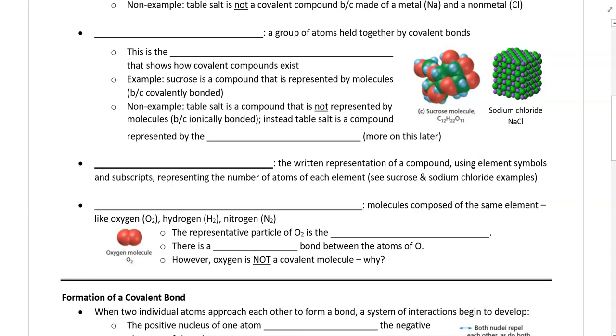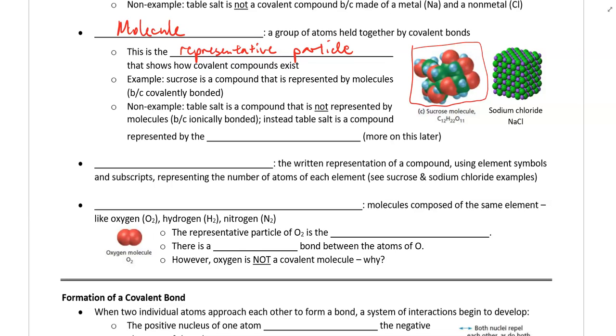Third bullet point here, a group of atoms held together by covalent bonds. This would be a molecule. You're generally probably familiar with this idea, right? It's a grouping of atoms together, but more specifically, this is one held by covalent bonds. You can see right here, this is an example of one molecule of sucrose, and within it, you have a bunch of C's and H's and O's. This is the representative particle that shows how covalent compounds exist.